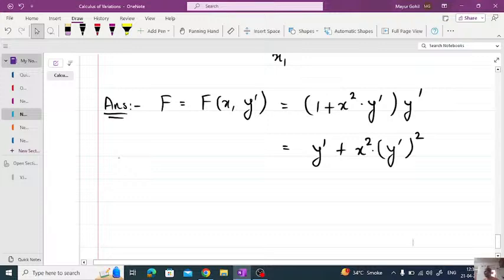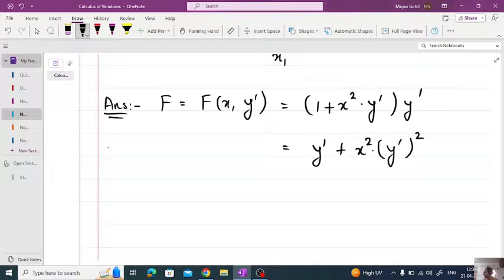Hello, are you able to follow this? Following? Yeah, please let me know in the comment section. Are you following this or not? Hello, please let me know in the comment section, because this topic has a very new thing, that y dash is to be treated as a variable. So now the Euler-Lagrange equation that we will use. Let me know in the comment section whether you are following or not.